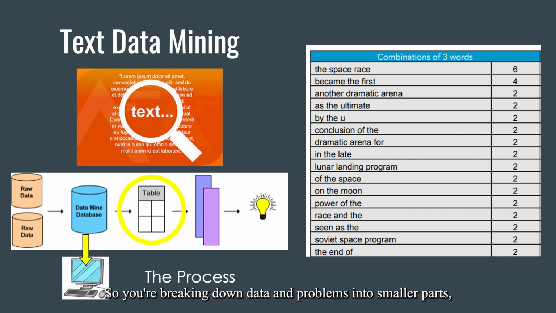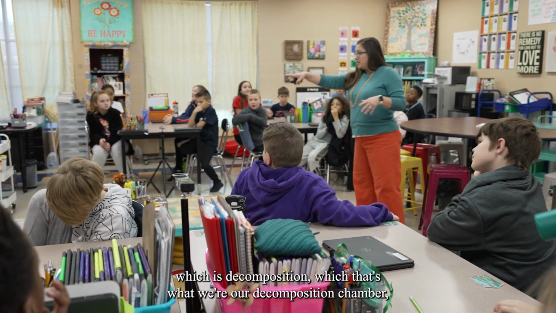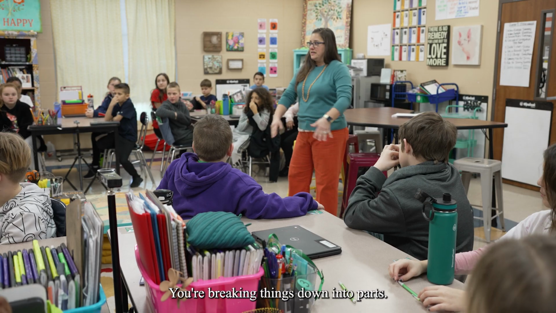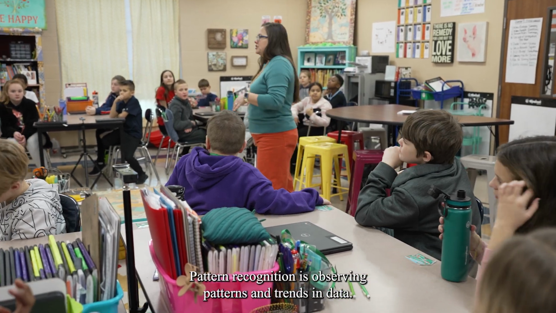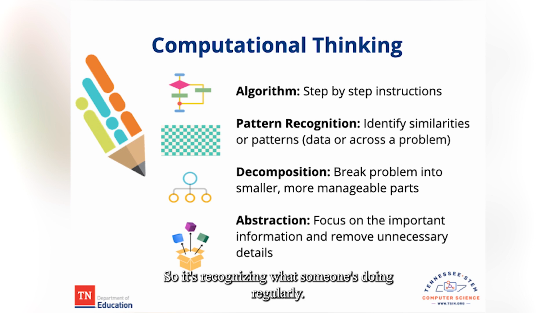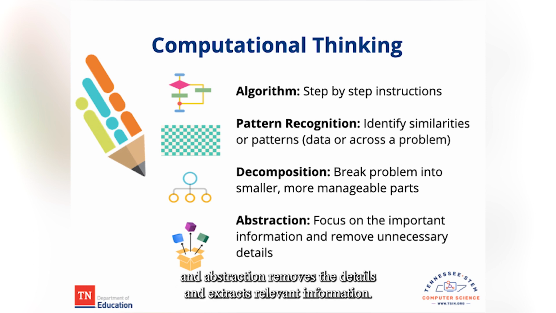So you're breaking down data and problems into smaller parts, which is decomposition, which is what our decomposition chamber is, also the same concept. You're breaking things down into parts. Pattern recognition is observing patterns and trends in data, so it's recognizing what someone's doing regularly. Algorithm determines what steps are next to solve the problem, and abstraction removes the details and extracts relevant information. So we're pulling out things that are important, right?